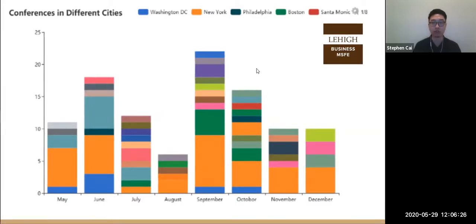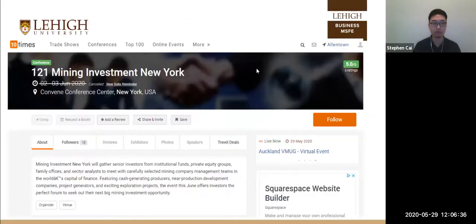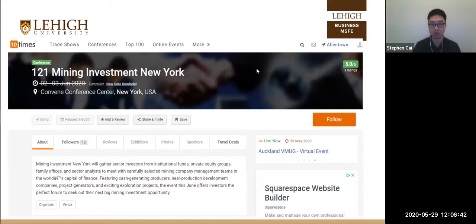And if we focus on the cities near us, we can see that New York has the most conferences, and the conferences are mainly held in June and September. Because of the ongoing pandemic, most of the events have been postponed, but the data is still useful since we can find the conference website and follow it to know when they are going to be held again.